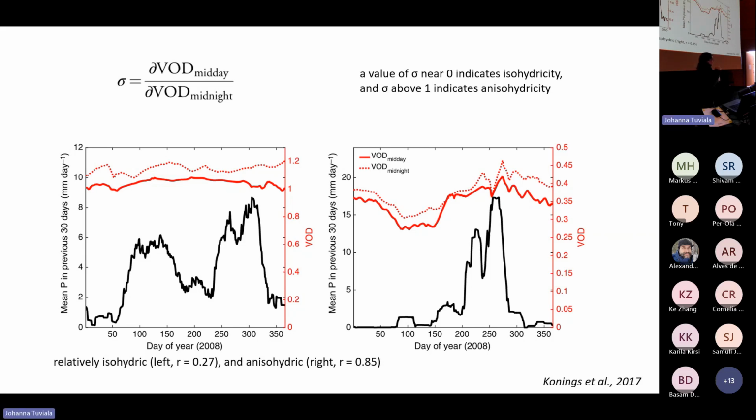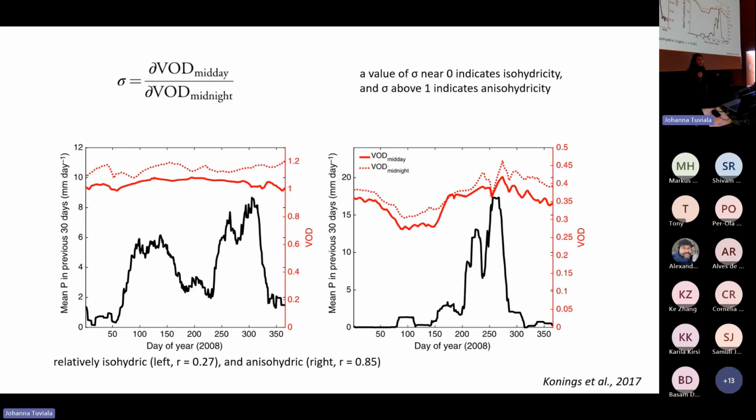In trait research, we often like to categorize things: you're either isohydric or you're anisohydric, and that's just how you are. But in reality, plants probably do change this strategy. It's a case of degree.